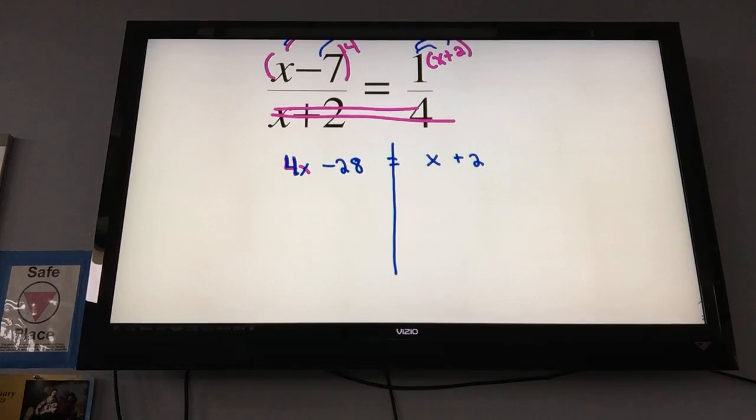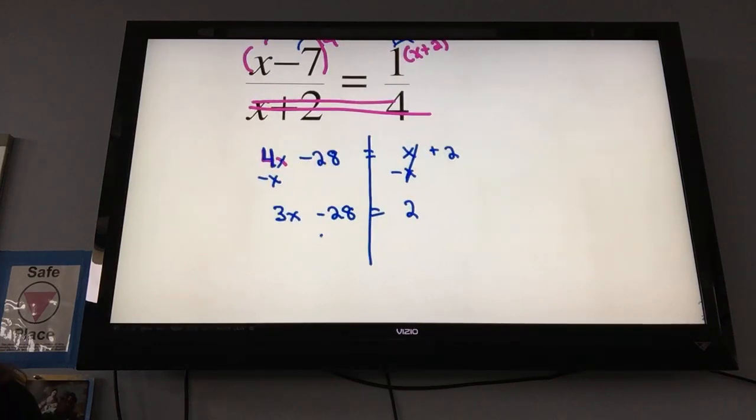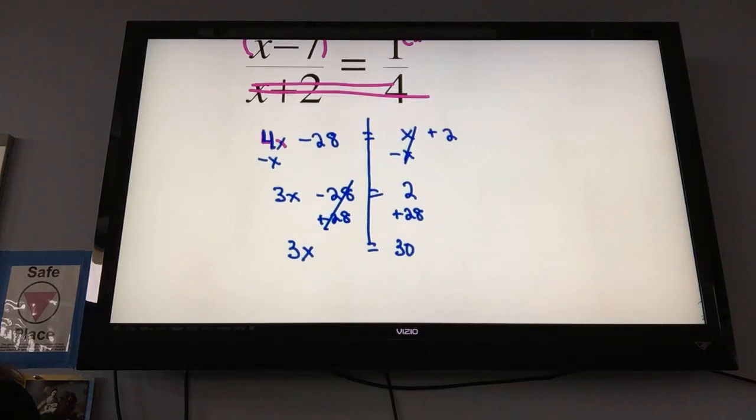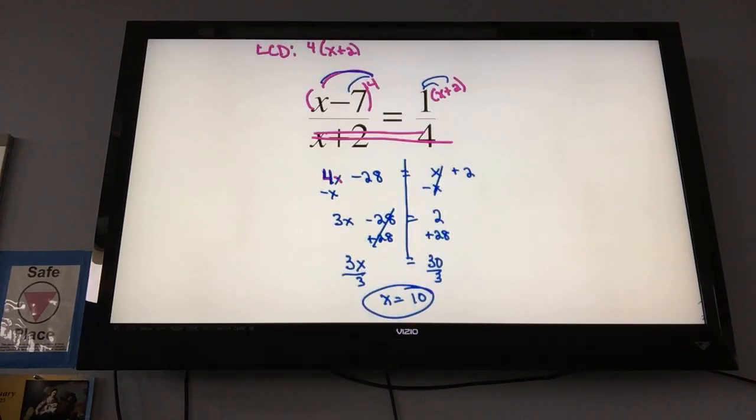Okay, so I'm going to solve. So I'm going to subtract my x. 4 minus 1 is 3x. Minus 28 equals 2. And then we're going to add 28. So I have 3x equals 30. And then divide by 3. And x equals 10.